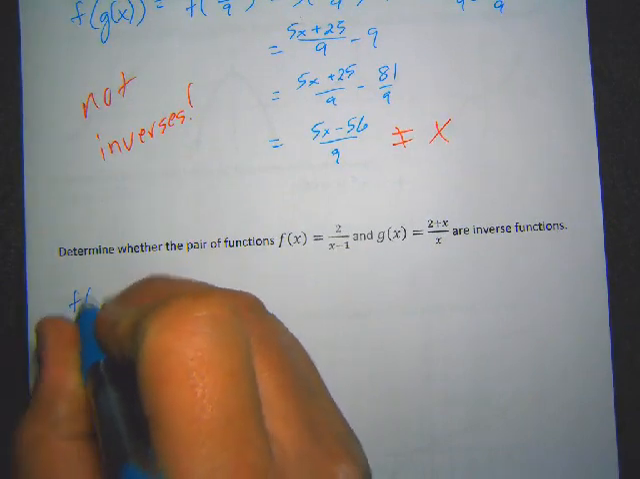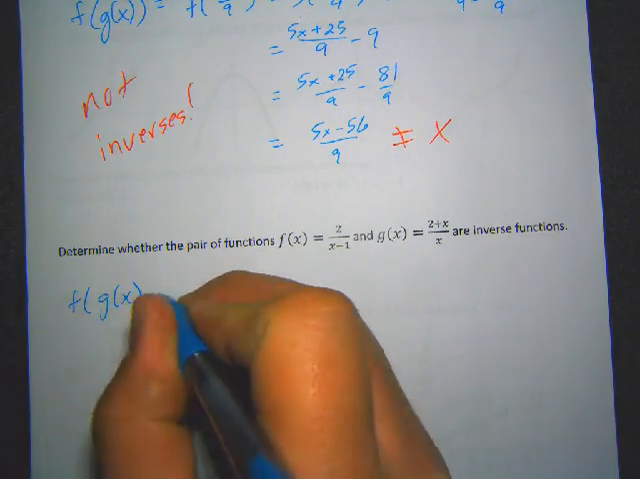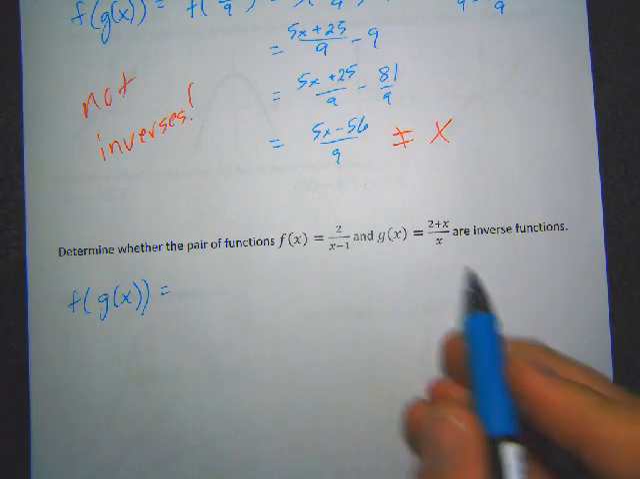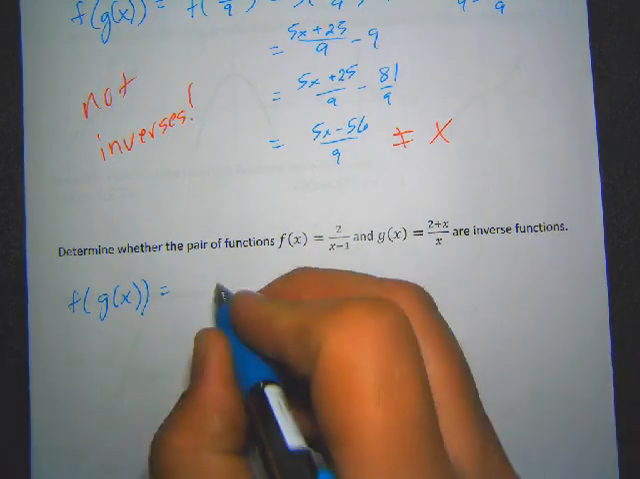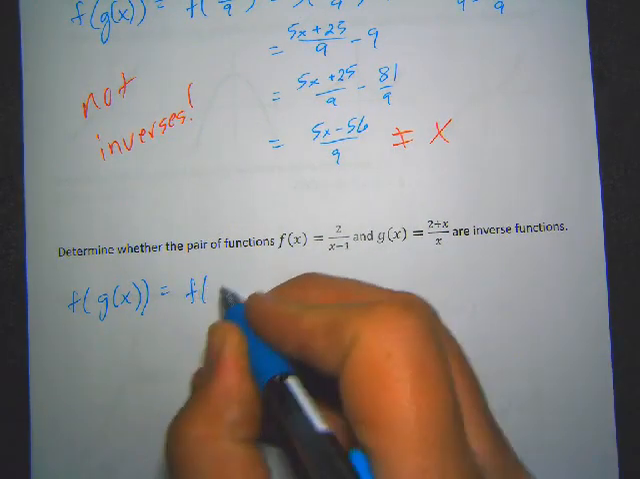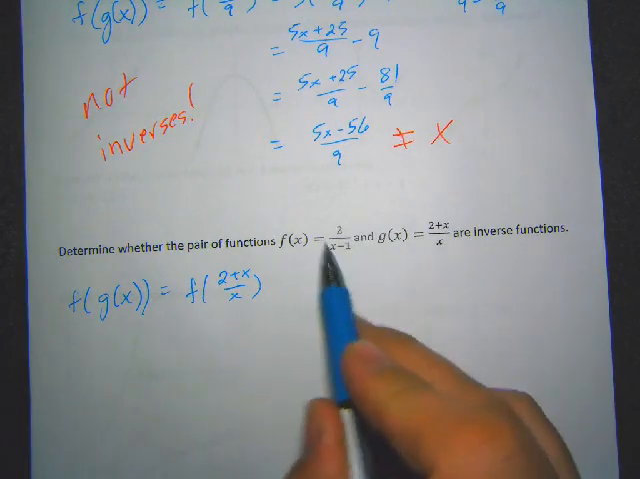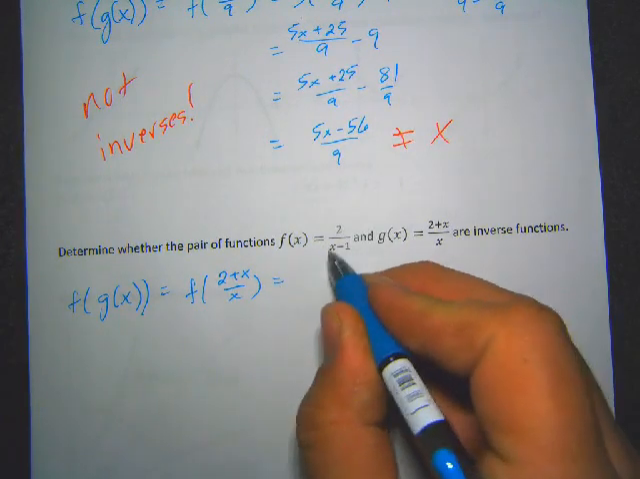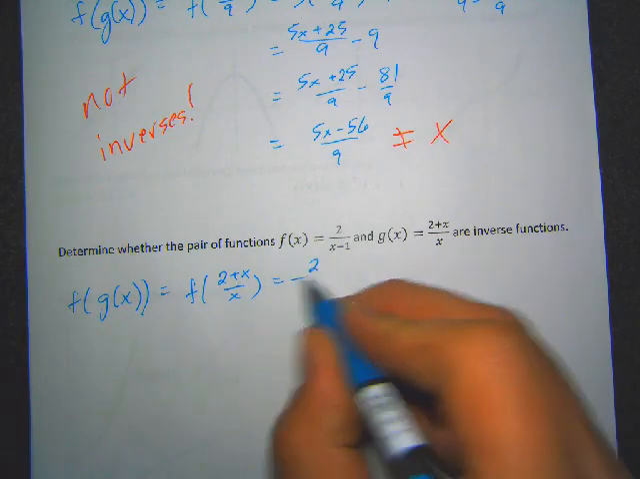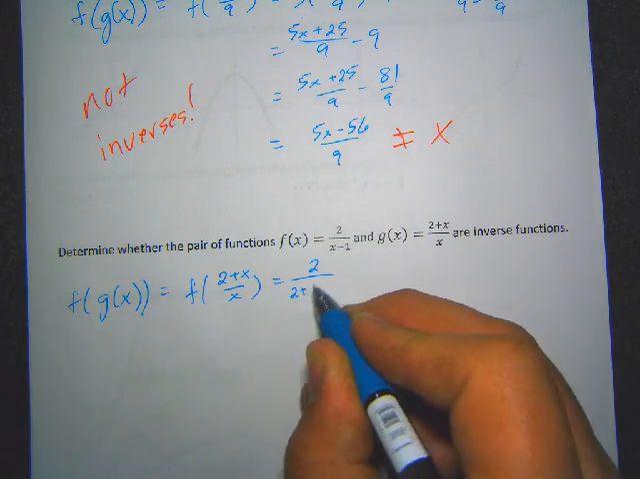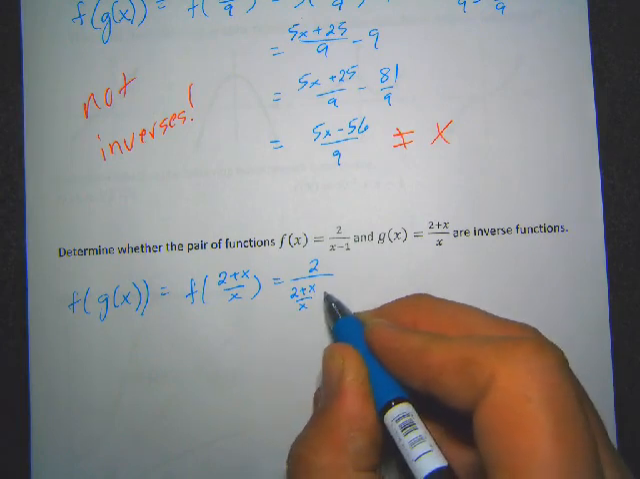We'll do f of g of x first, which means we're taking this g of x, 2 plus x over x, and that's what's plugging in. So 2 plus x over x, that's what's getting plugged in into our function. So we're replacing this x down here with all that. So we get 2 over 2 plus x over x, all that over x, minus 1.